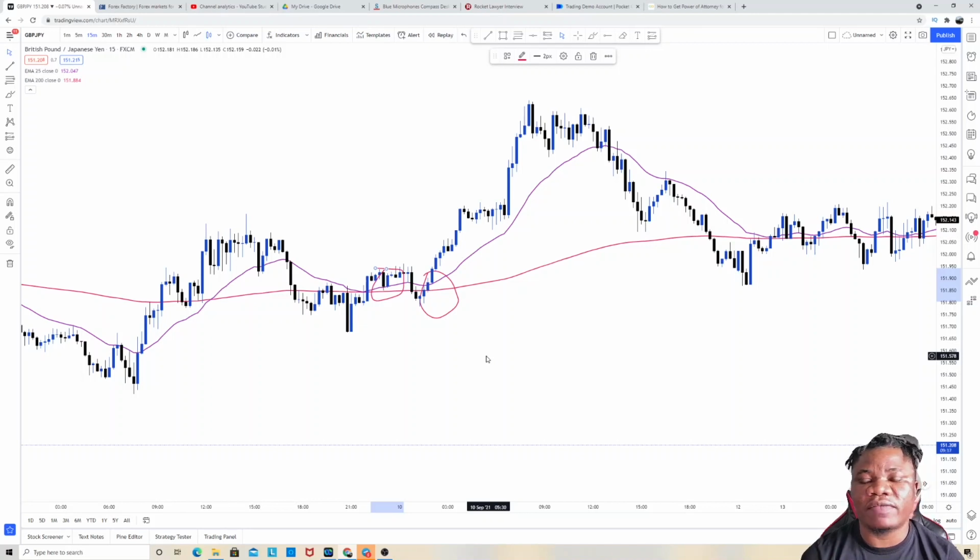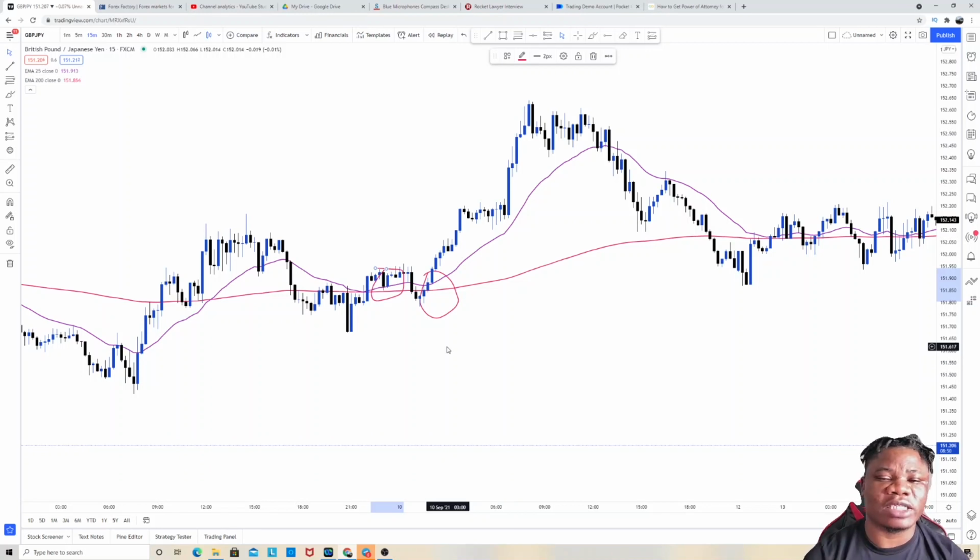Now, once we have that pullback, before we get in a trade, we need price to really be above the 25 EMA. We need space. We don't want the candles to be touching the 25 EMA before we take a buy position. We need price to really be away from the 25 EMA.